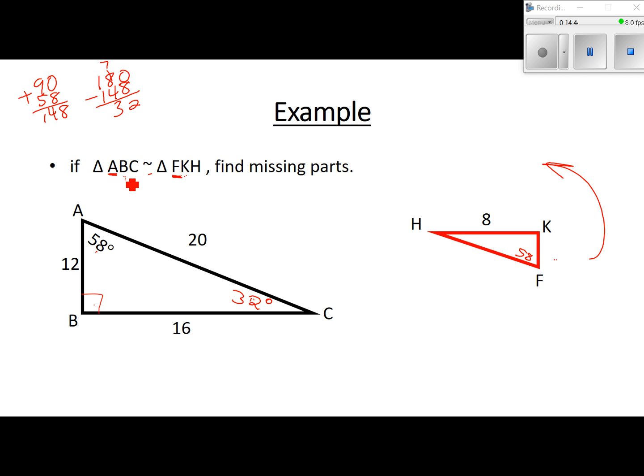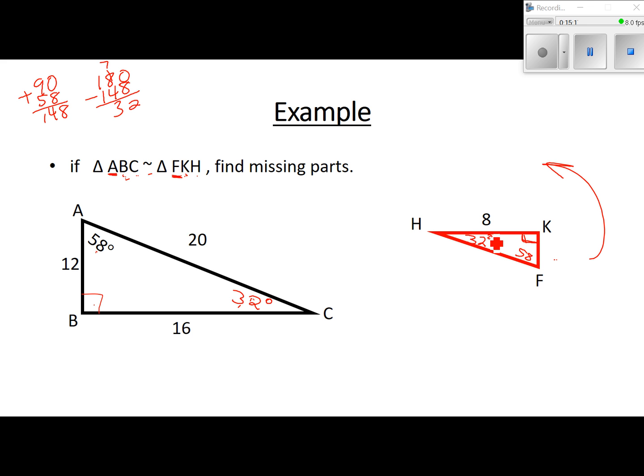Angle B is a right angle in this triangle. Well, it should match up to angle K. So angle K over here should be a right angle. And then angle C should match up to angle H. So angle C was 32 degrees, that means angle H has to be 32 degrees. So all the angles have to be congruent to each other.